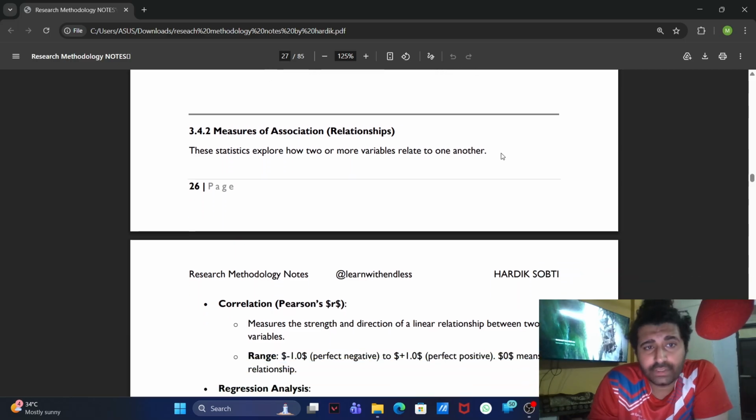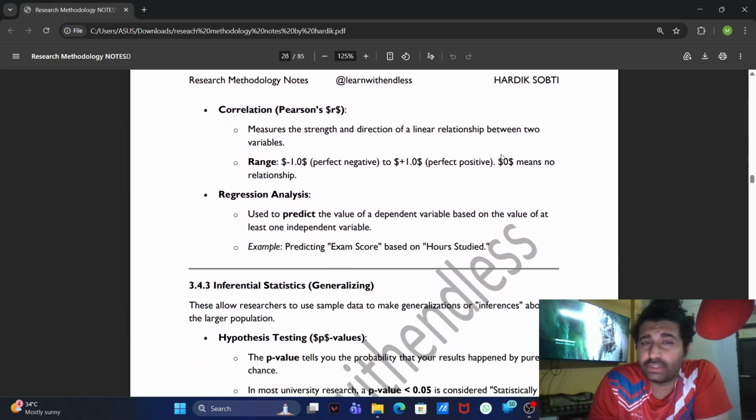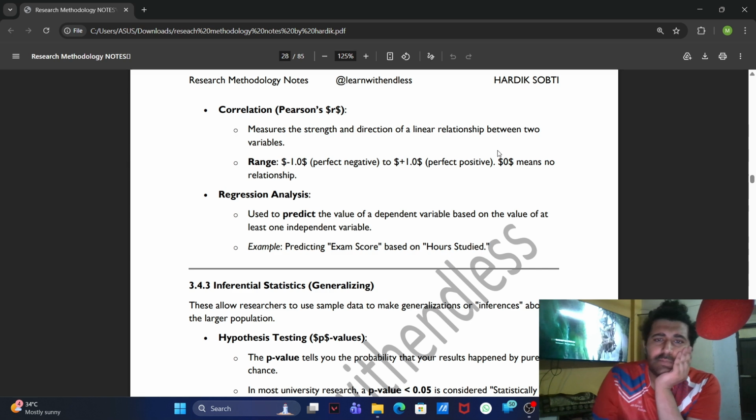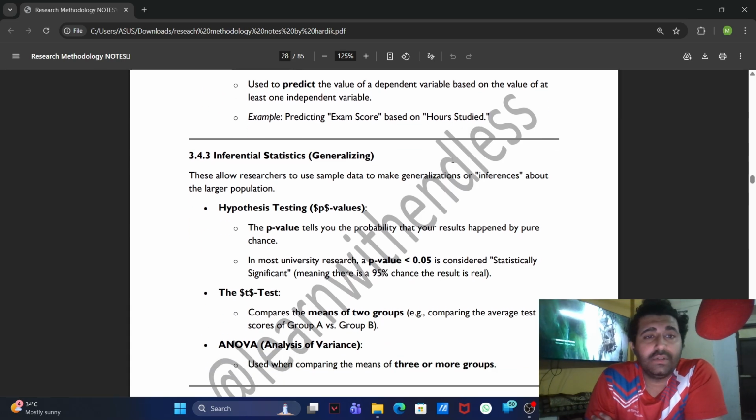Measures of association, relationship. These statistics explore how two or more variables relate to one another. Correlation, Pearson's, measures the strength and direction of the linear relationship between two variables. Range: minus 1 to plus 1. Minus 1 is a perfect negative, plus 1 a perfect positive, 0 means no relation. Regression analysis is used to predict the value of a dependent variable based on the value of at least one independent variable. Example, predicting exam score based on study hours.